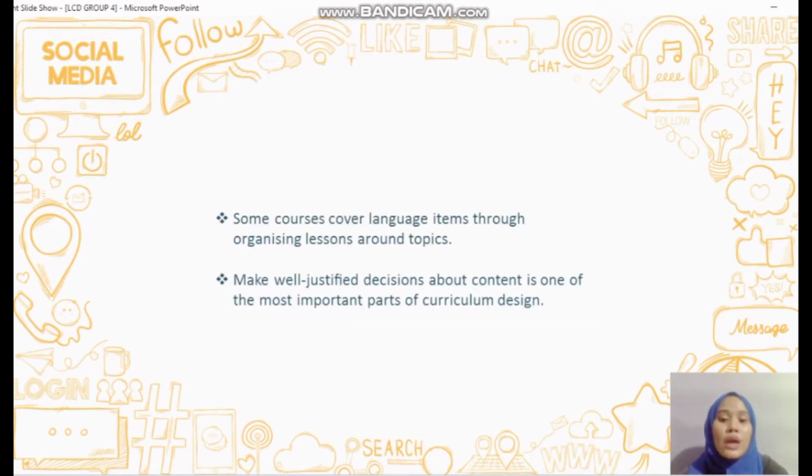Some courses cover language items through organizing lessons around topics. Even if the selection of content for a course is based on topics or situations, it is useful to check to see that the language items that are covered are the most useful ones. Making well-justified decisions about content is one of the most important parts of curriculum design. If poor content is chosen, then excellent teaching and learning results in a poor return for learning effort.